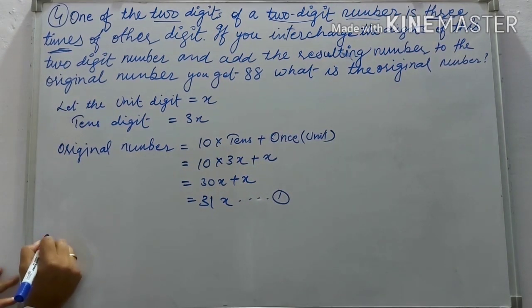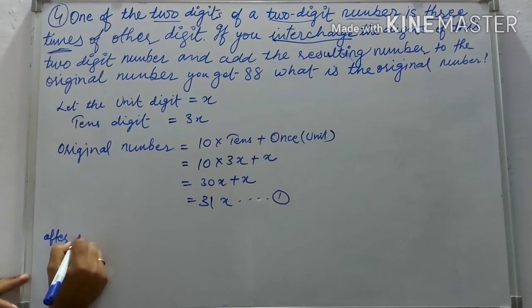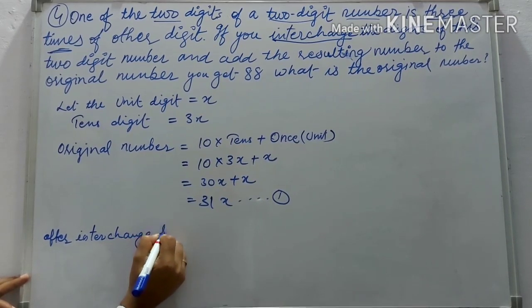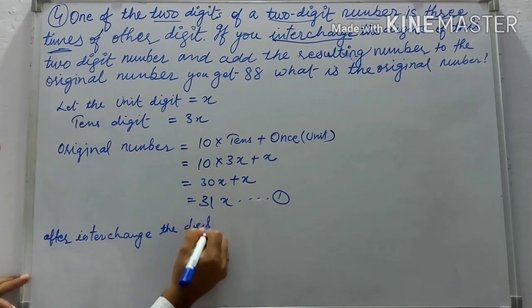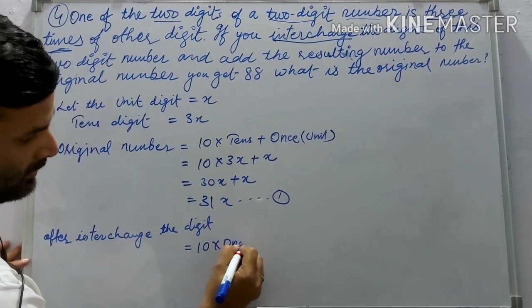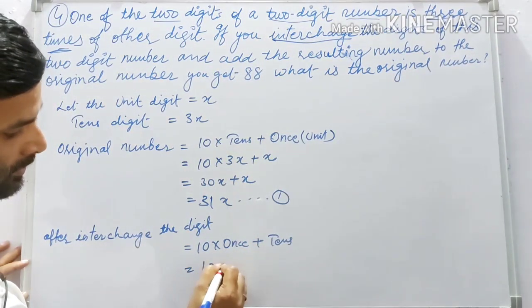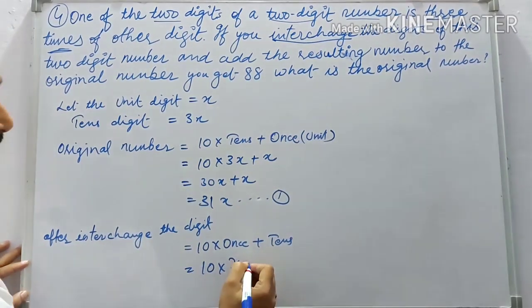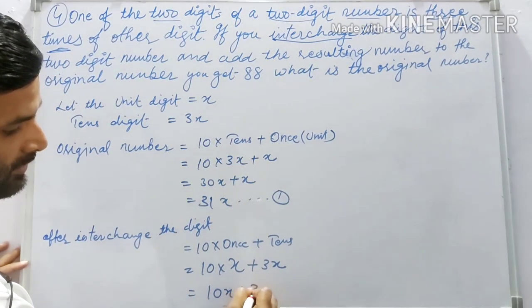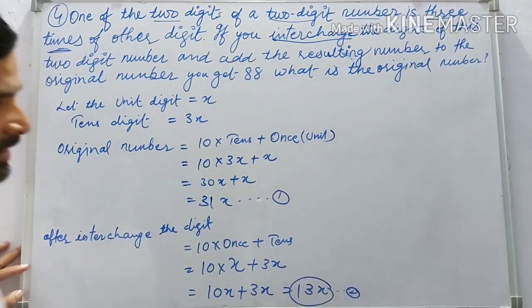Now after interchanging the digits, the number is 10 into the ones digit plus the tens digit. That is 10 into x plus 3x, which is 10x plus 3x, equal to 13x. This is the new number.